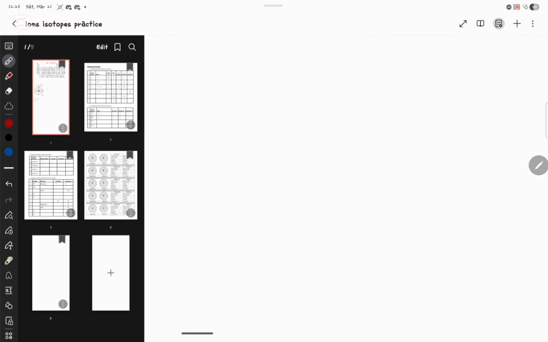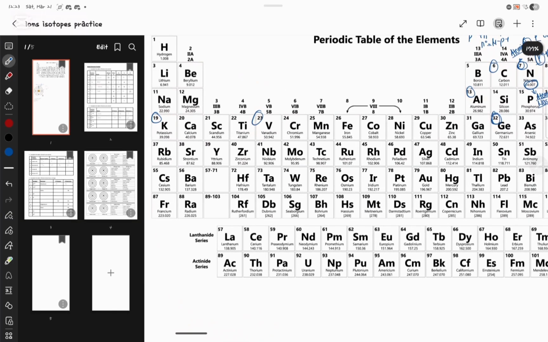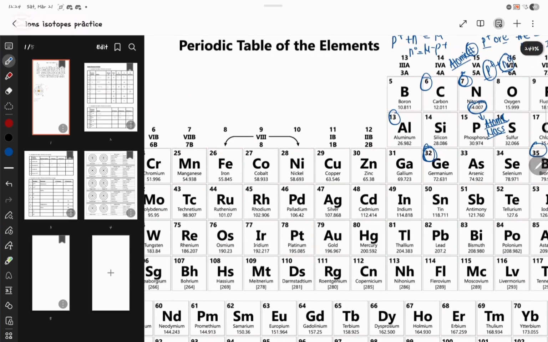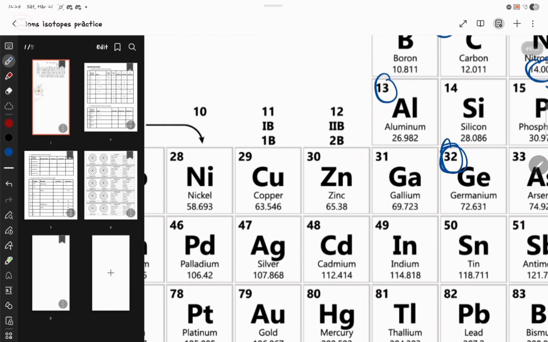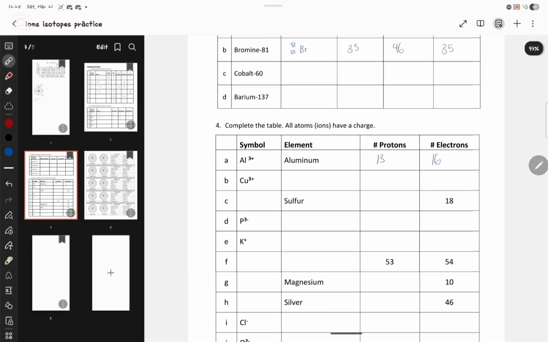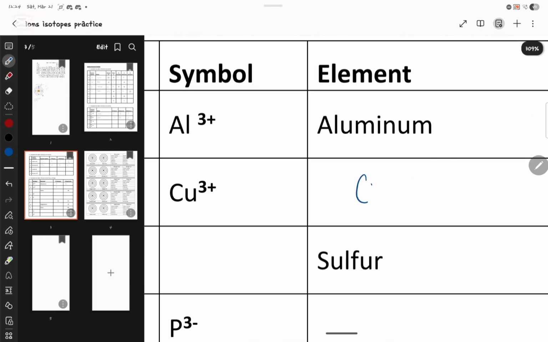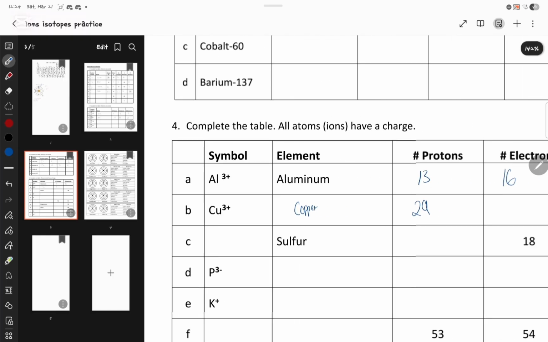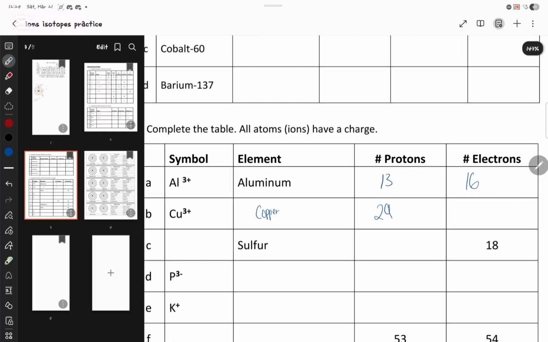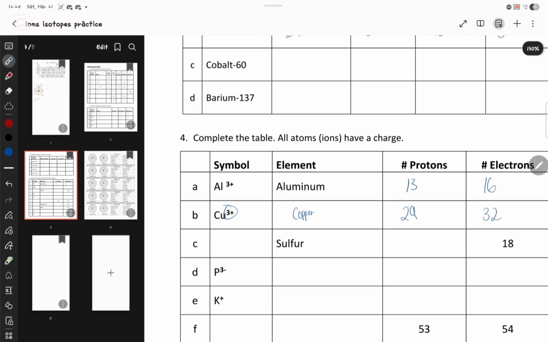Copper, let's go find copper. Where's copper? Cu. Okay, here. 29. So your protons is 29, and we know that this is copper. 29. And we know that electrons, it lost 3. So 26 is your number of electrons.